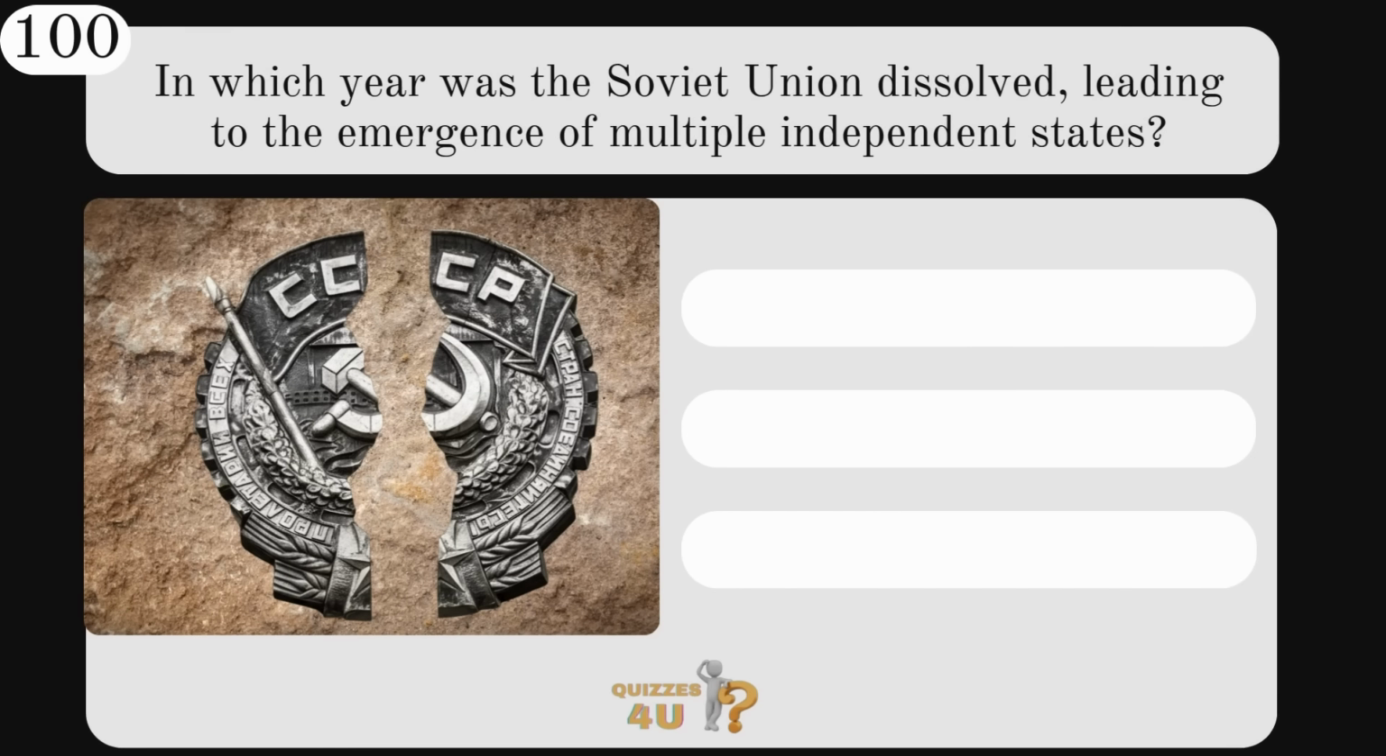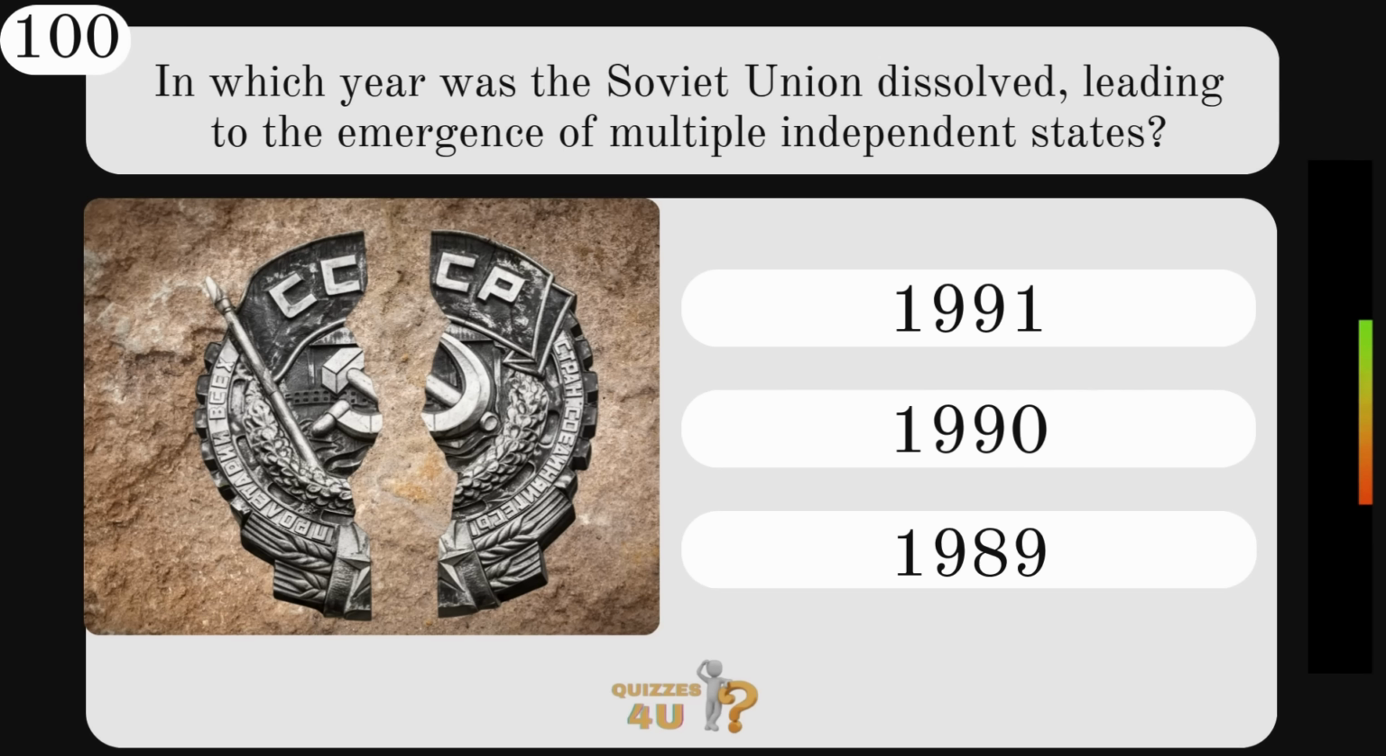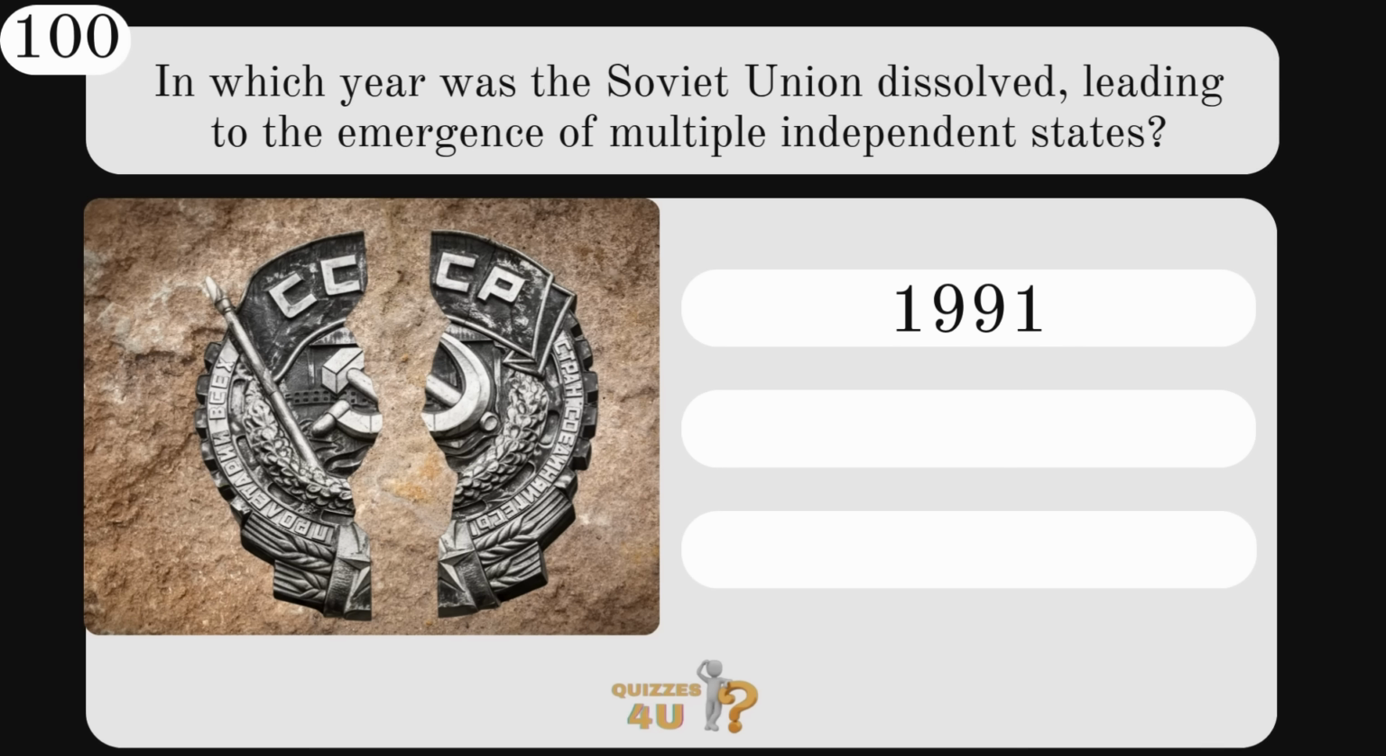In which year was the Soviet Union dissolved, leading to the emergence of multiple independent states? 1991, 90, or 89? That was in 1991. So that's my take on events that shaped history.